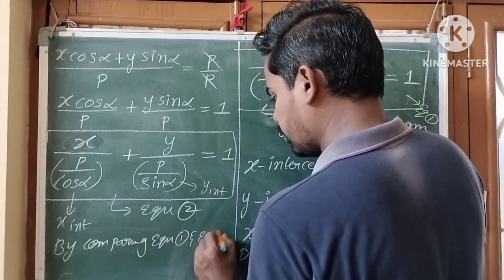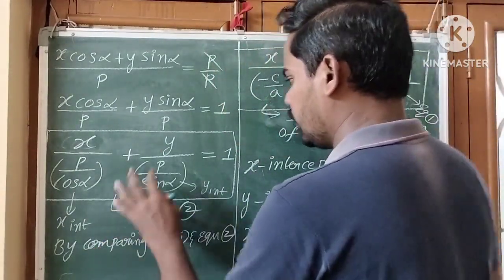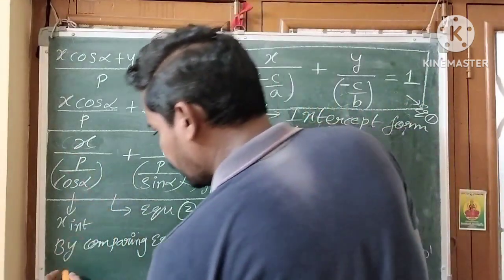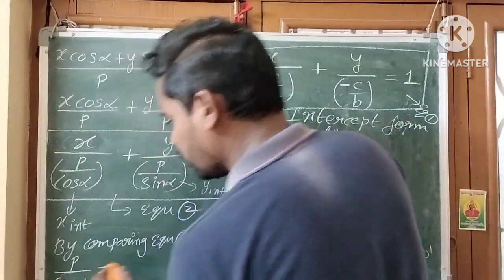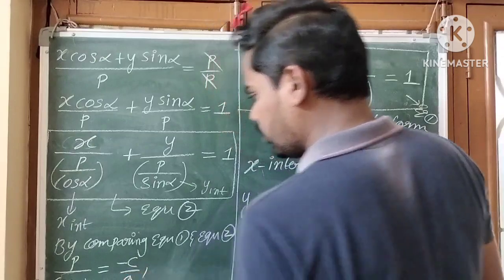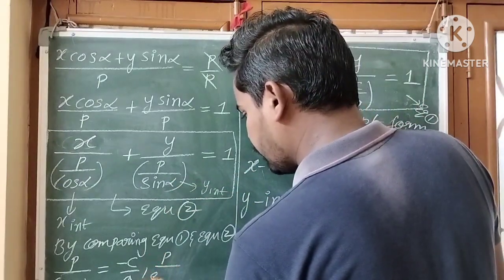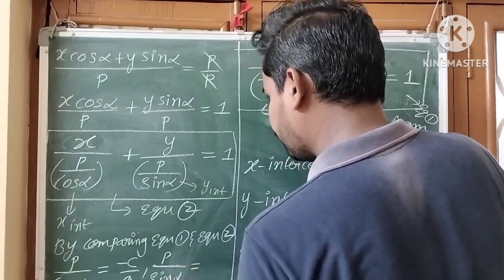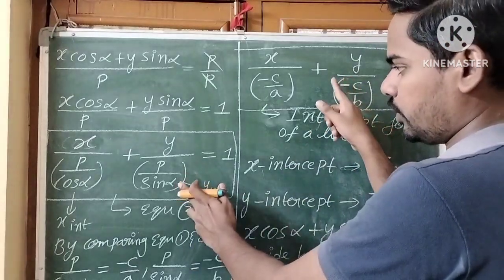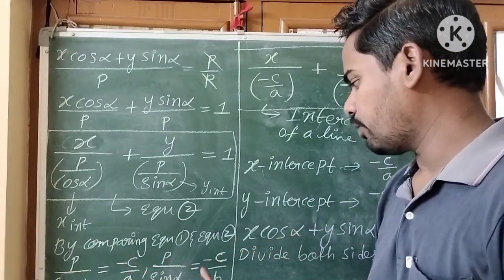By comparing equation 1 and equation 2, x intercept is equal to x intercept. So p by cos alpha is equal to minus c by a. Now y intercept is equal to y intercept. So p by sin alpha is equal to minus c by b. By comparing these two equations, we get p by cos alpha is minus c by a, and p by sin alpha is minus c by b.